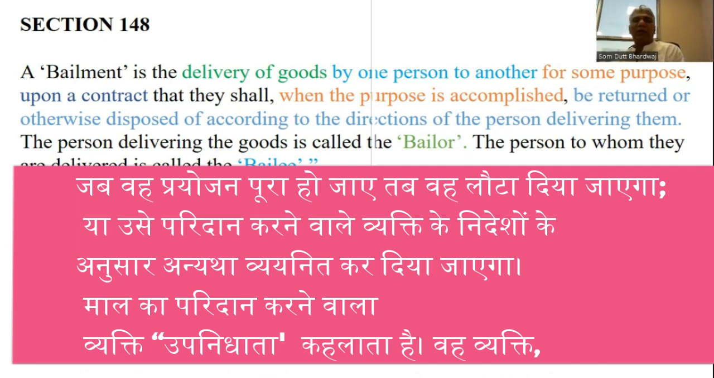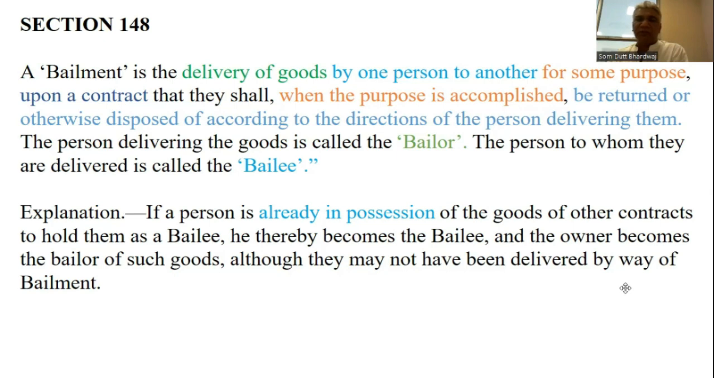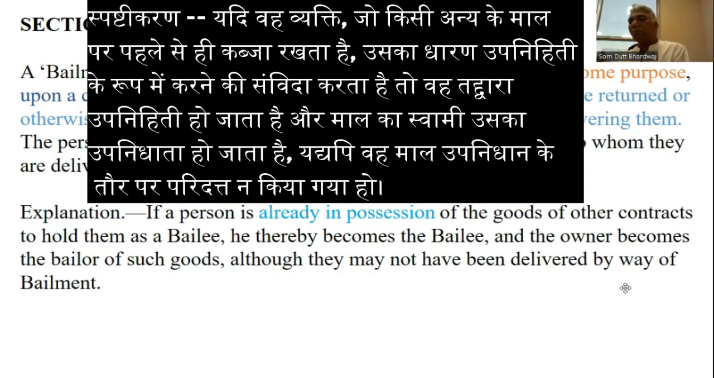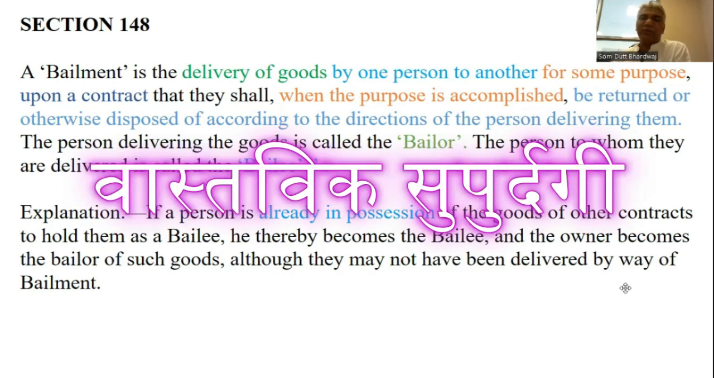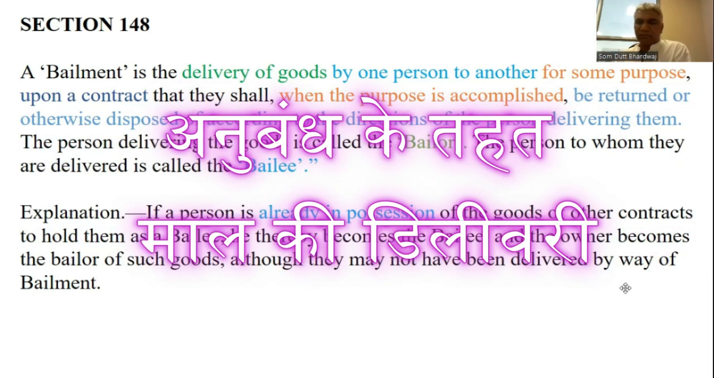The person delivering the goods is called the bailor, and the person to whom they are delivered is called the bailee. There is a small explanation attached to this section, which reads: if a person is already in possession of goods of another and contracts to hold them as a bailee, he thereby becomes the bailee and the owner becomes the bailor of such goods, although they may not have been delivered by way of bailment. What we have to make clear from this is that it speaks of two kinds of deliveries: actual delivery and constructive delivery. We will look at it at a later stage.